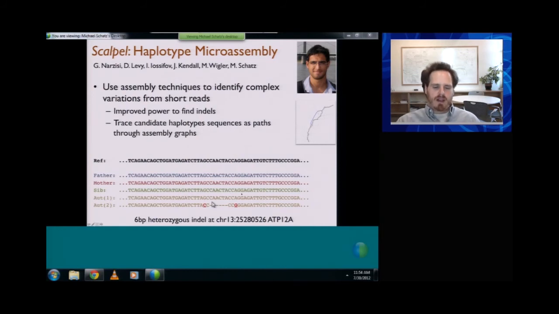So at the bottom we have an example of a 6 base pair deletion that was deleted in a kid that had autism that wasn't present in that person's parent's genome, and was also not present in that person's sibling that was not autistic. So we think that this sort of mutation was specific to the kid with autism and may have contributed in a causal way to that disease.